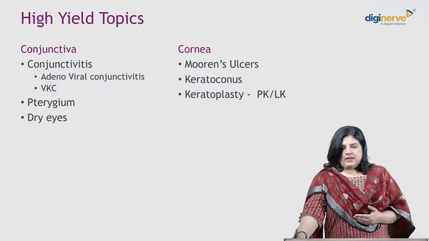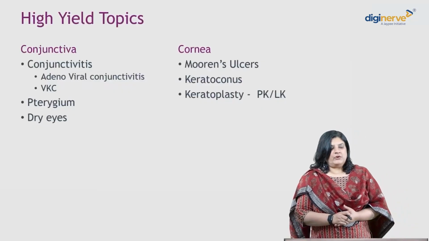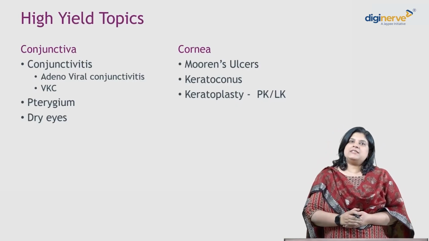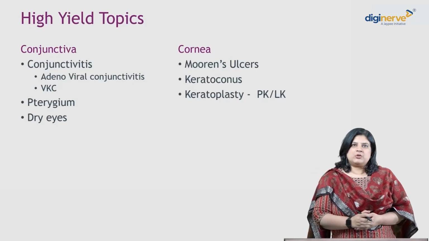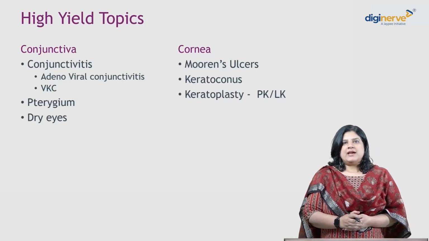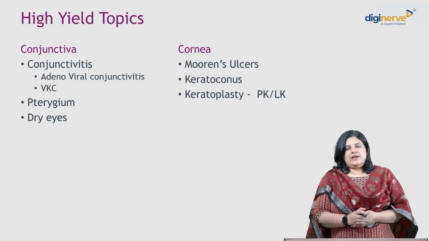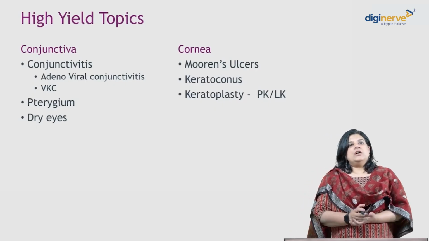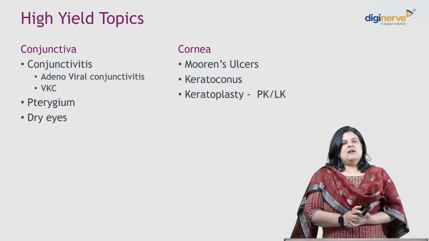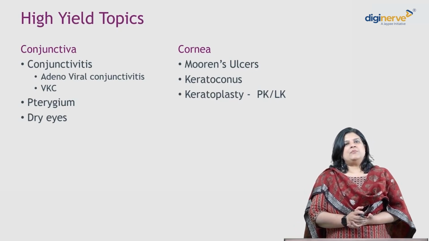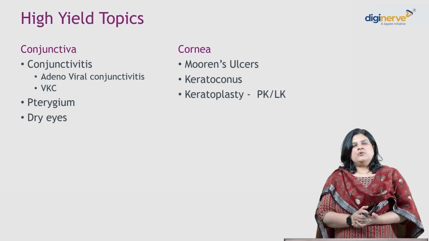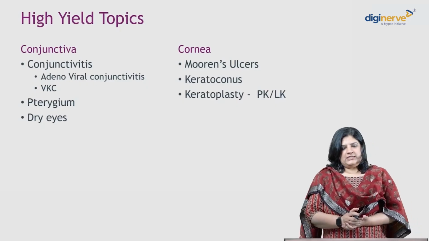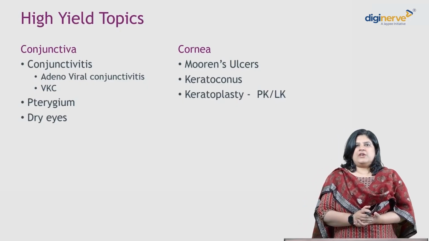So let's start. The high yield topics for conjunctiva basically talk about conjunctivitis, adenoviral conjunctivitis and vernal keratoconjunctivitis being the most common entities, pterygium and dry eyes being the next. Amongst cornea, we do get questions related to multiple types of characteristic features of keratitis, but out of that, we have seen that in the past few years, there have been quite a few questions on Mooren's ulcer, which is a type of peripheral ulcerative keratitis, keratoconus, and different forms of keratoplasty.